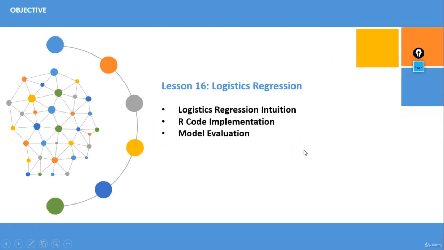So this was a high-level view of classification algorithms, how they work, and what the different kinds of algorithms are. Now we will take them one by one. First we will start with logistic regression.